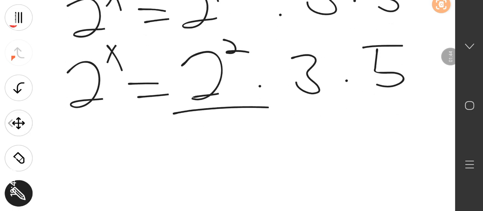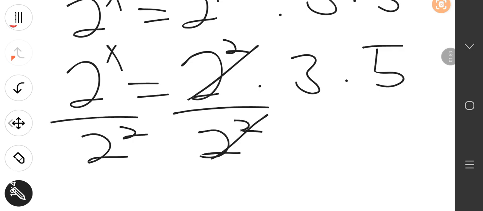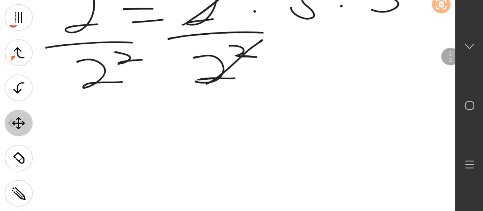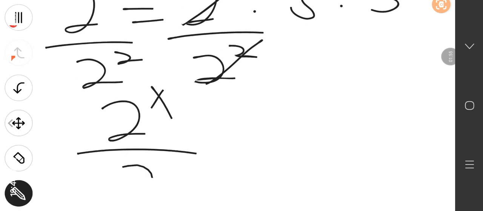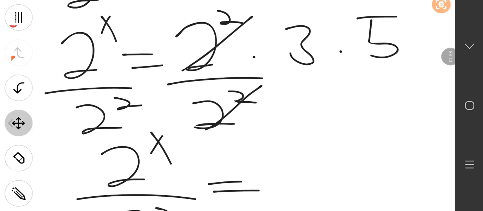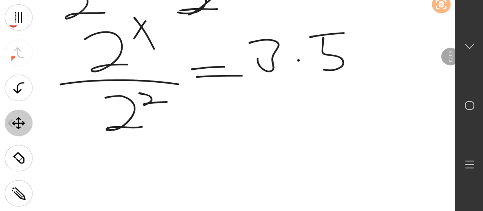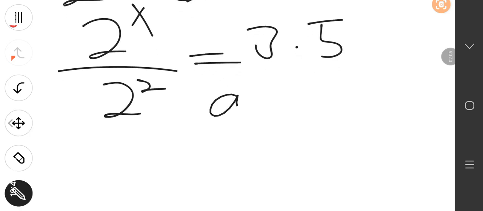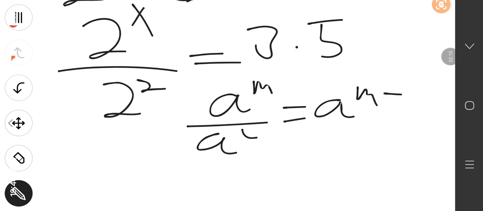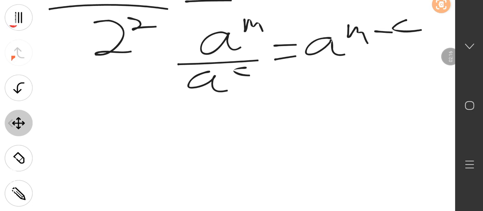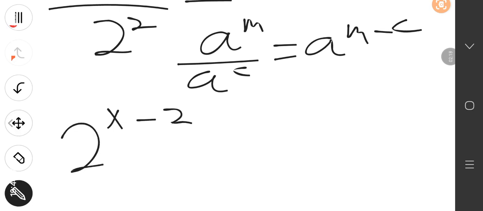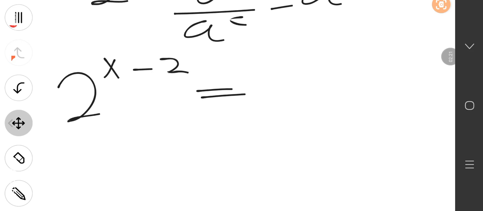Okay, now let's divide here by 2^2, here by 2^2. So this and this will cancel. Okay, so now we are left with 2^x over 2^2 = 3 times 5. Now let's apply the quotient law of indices. So a^m over a^c = a^(m-c). Okay, so our equation becomes 2^(x-2) = 3 times 5.